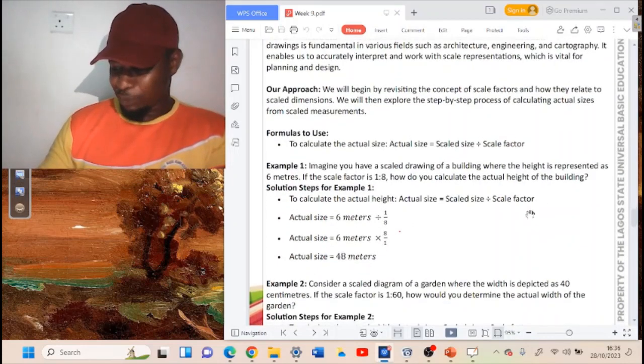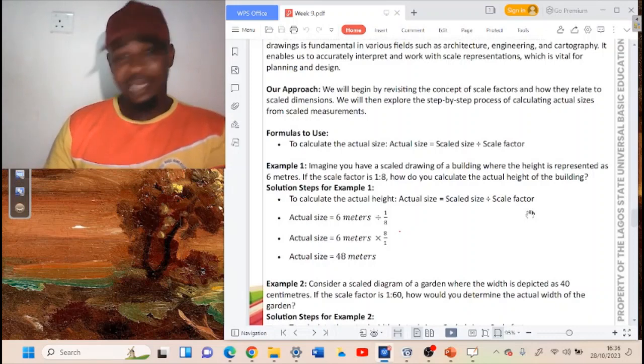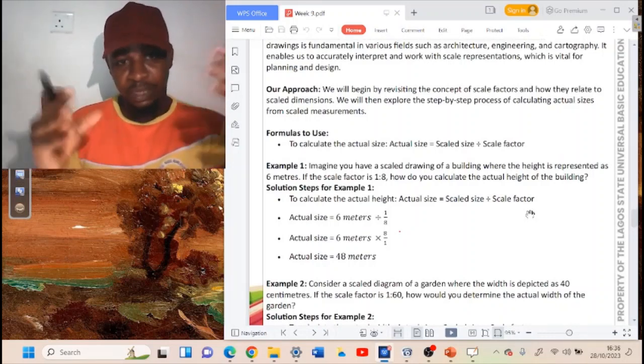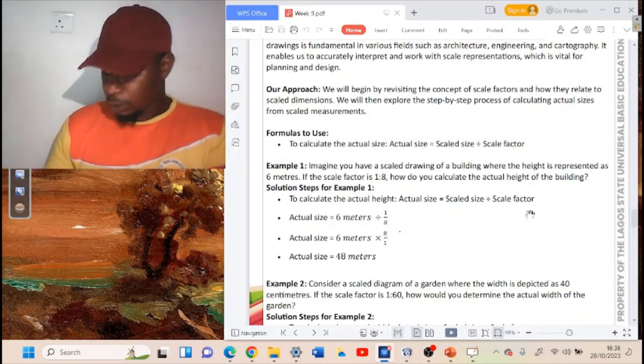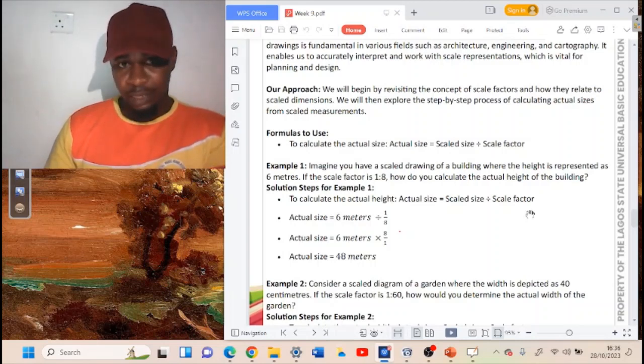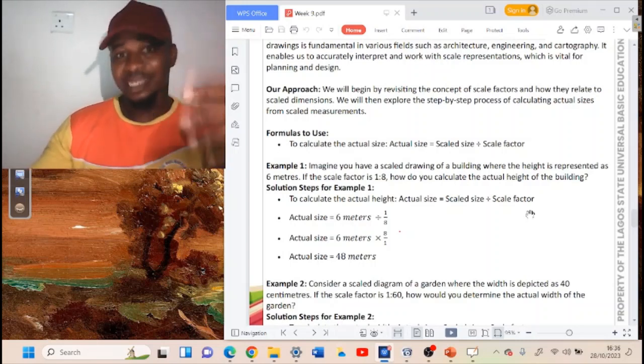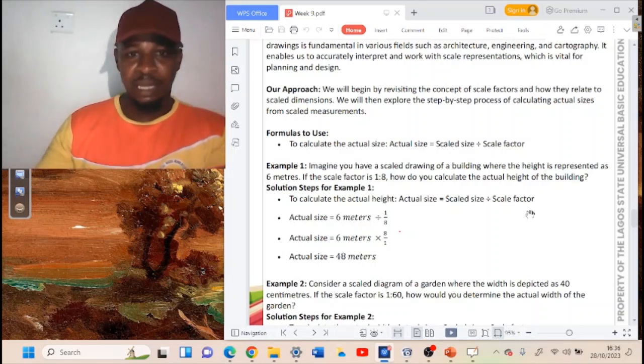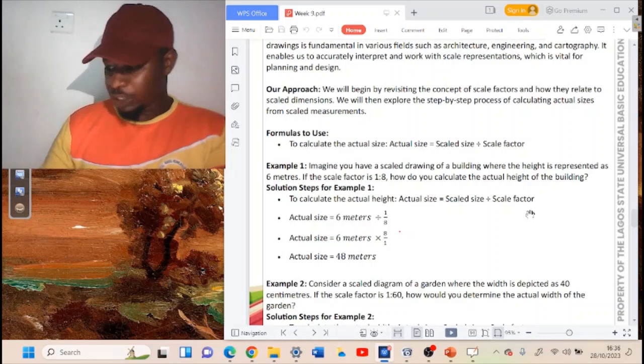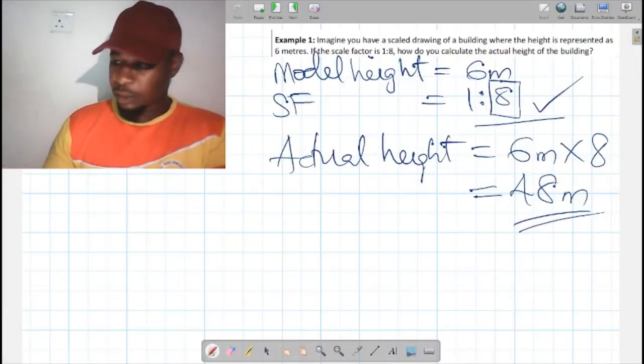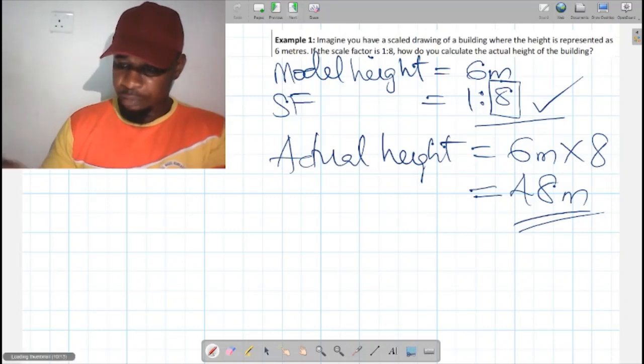But let's look at example 2. This says, consider a scale diagram. Whenever you hear a scale diagram, that means the paper, the plan, the model. The width is depicted as 40 centimeters and the scale factor is 1 to 60. Now, what does that mean? The scale factor of 1 to 60 means one size is 60 times bigger than the other one. So, how would you determine the actual width of the garden? Let's go and see what we can do with that on our work page.